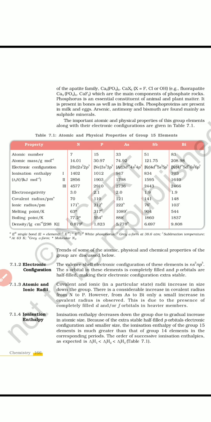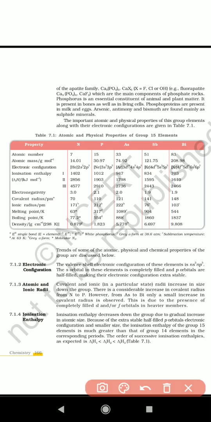Let us see this tabular column once again. The first property is atomic number. Nitrogen's atomic number is 7, phosphorus 15, arsenic 33, antimony 51, and bismuth 83.